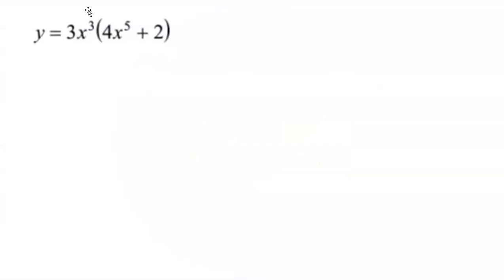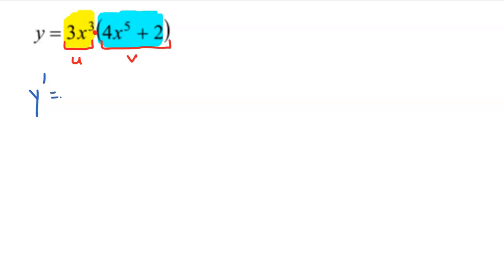All right, so here we go. I have a function y that is 3x cubed multiplied by 4x to the fifth plus 2. So the multiplication is occurring right here. So here is my first function, and here is my second function, or my u and my v, if you want to use that second way of looking at it. All right, so here we go. The derivative, y prime, is going to be the first function u left alone, 3x cubed, multiplied by the derivative of the second function, in this case, the derivative of what I'm calling v.